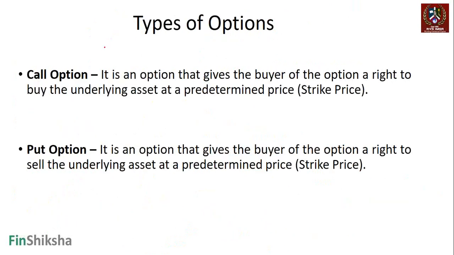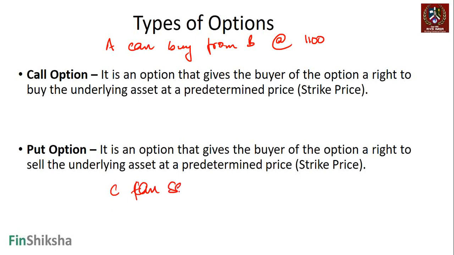Now there are two kinds of options. We saw an example where we said A can buy from B at 1100. We can also have an option which says C can sell to D at 1050. Now when will C sell to D at 1050?